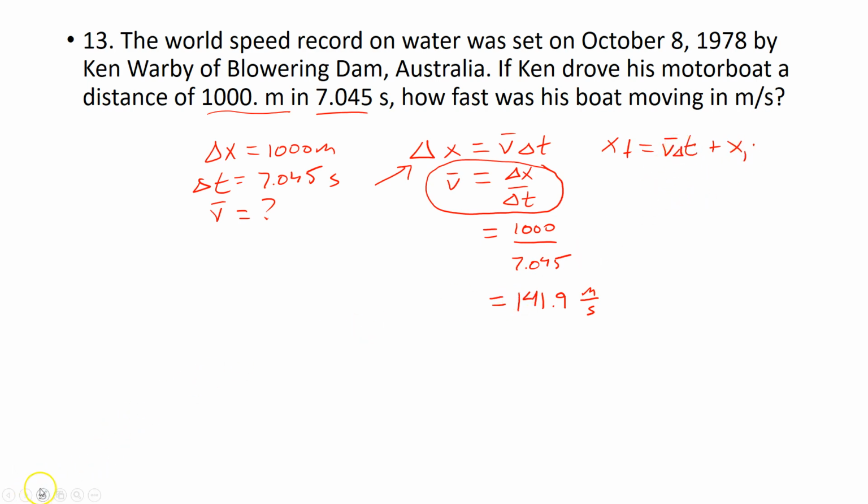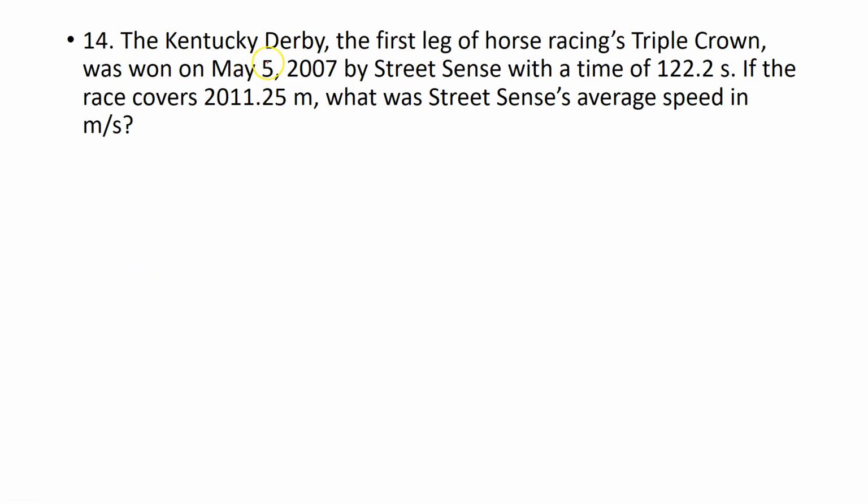All right, let's go ahead and take a look at the next one, second to last. Number 14, the Kentucky Derby. The first leg of the horse racing's Triple Crown was won on May 5th, 2007 by Street Sense. Time here was 122.2 seconds. The race covers this many meters. They want to know what is this average speed in meters per second. So this one we're going to say we're actually looking at speed. And we're looking at speed because remember that track is circular. And if we did velocity, if you end up where you start, then you don't really have any displacement at all.